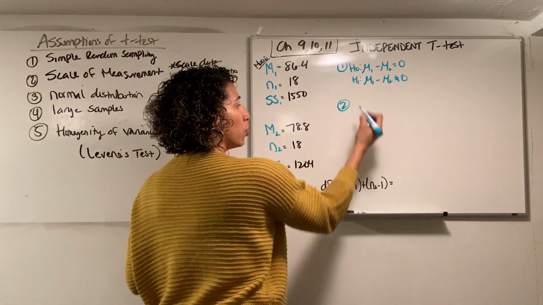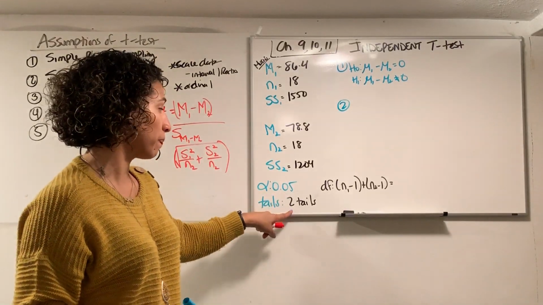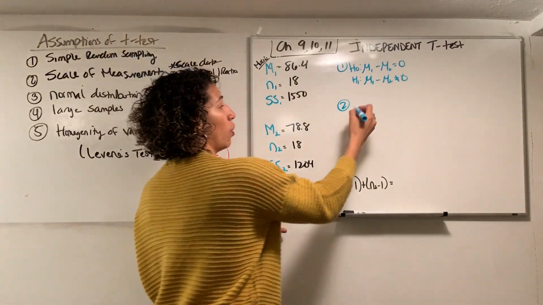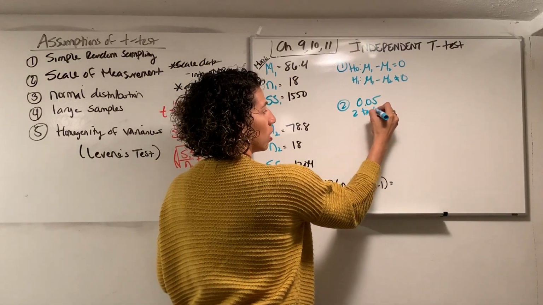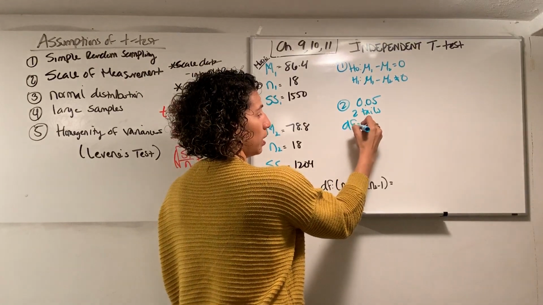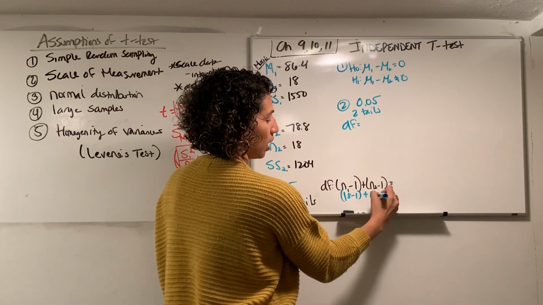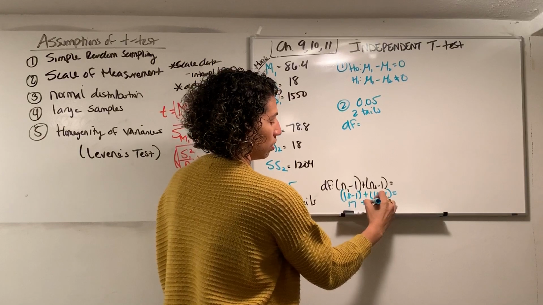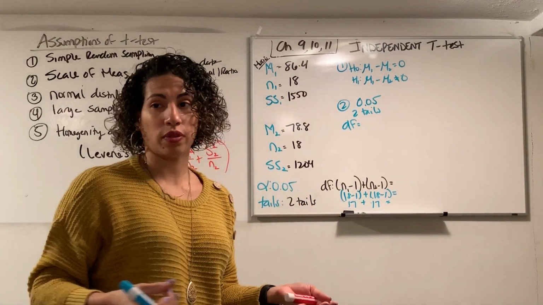When we go into step 2, it is setting our criteria. Here's our alpha level, there's our criteria. How many tails do we have? That's 2, there's our criteria. So we have 0.05, we have 2 tails. And what's the next thing we have? Degrees of freedom. So our degrees of freedom equals 18 minus 1 plus 18 minus 1. In other words, 17 plus 17 equals 34.